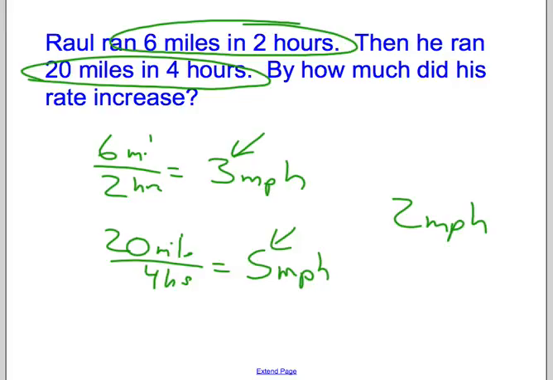So when it wants you to compare those rates, you actually have to simplify and reduce it down to get the actual rate.